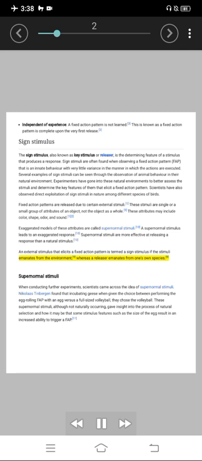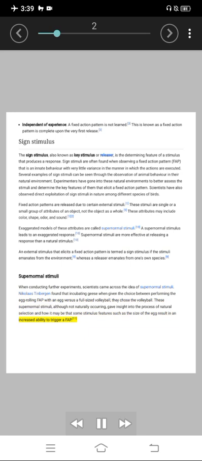Supernormal stimuli. When conducting further experiments, scientists came across the idea of supernormal stimuli. Nicolaas Tinbergen found that incubating geese, when given the choice between performing the egg rolling FAP with an egg versus a full-sized volleyball, they chose the volleyball. These supernormal stimuli, although not naturally occurring, gave insight into the process of natural selection and how it may be that some stimulus features such as the size of the egg result in an increased ability to trigger a FAP.